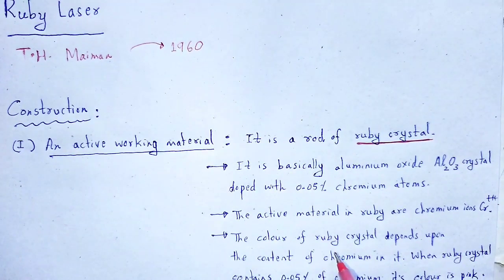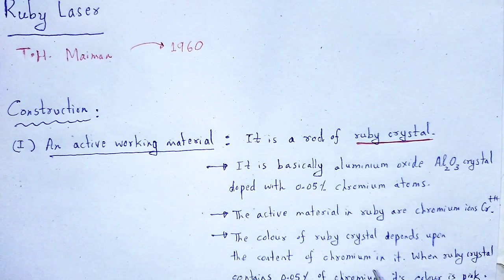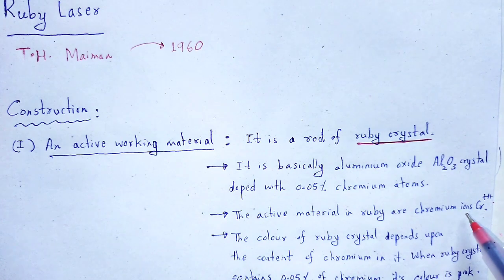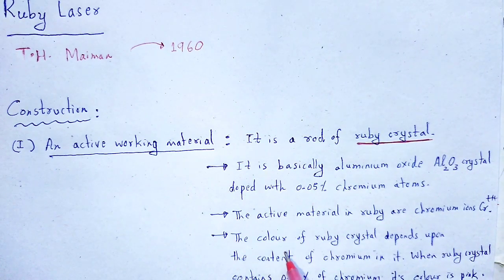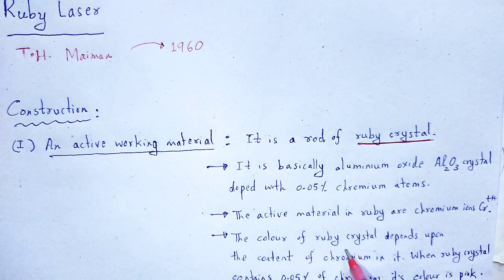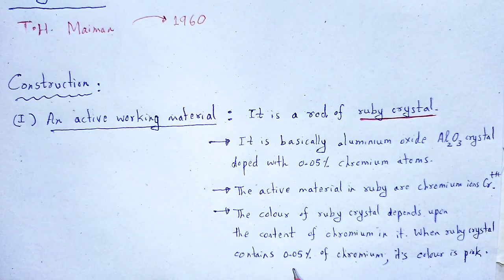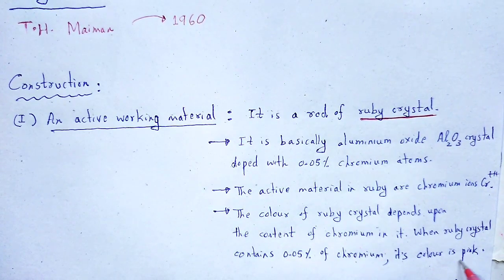The color of the ruby crystal depends upon the content of chromium in it. The amount of chromium within that crystal decides the intensity of color of that ruby crystal. When the ruby crystal contains 0.05 percentage chromium, its color will be pink.